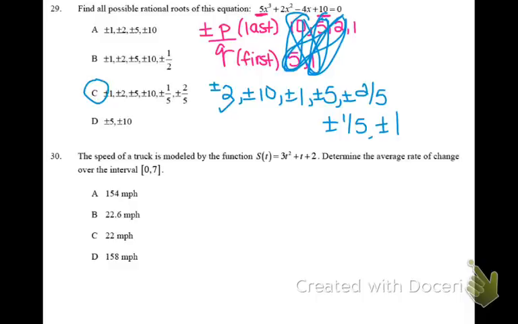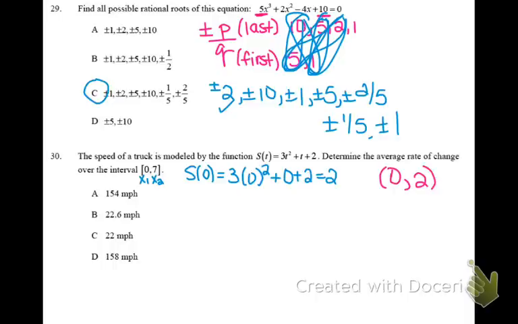Number 30 is the average rate of change problem over the interval. So you have this function. The interval represents your x's, so this is x1 and x2. I'm going to take both of those and plug them in. So I'm taking s of 0, so taking 0 and plugging it in, so I have 3 times 0 squared plus 0 plus 2. That's going to equal 2. So that's going to create your first point. So your first point is 0, since your x was 0, and then the y-coordinate is 2.